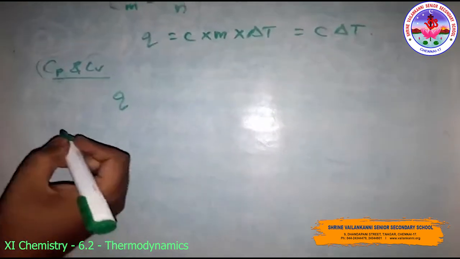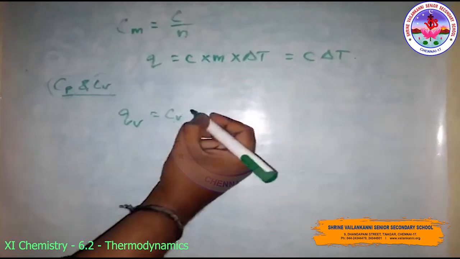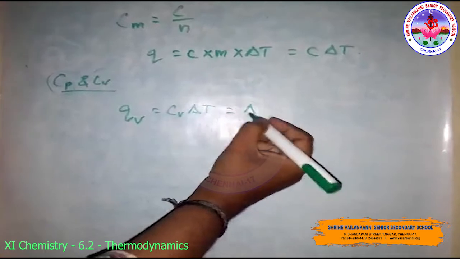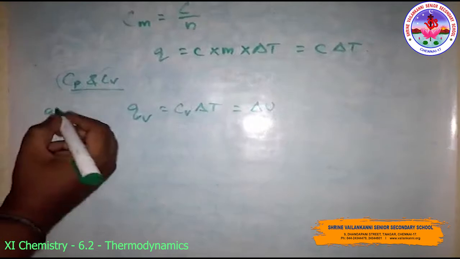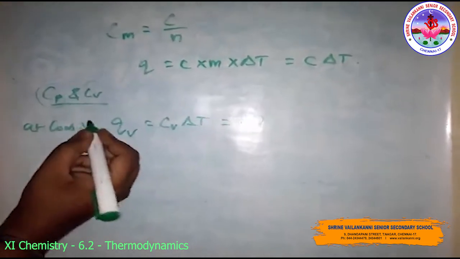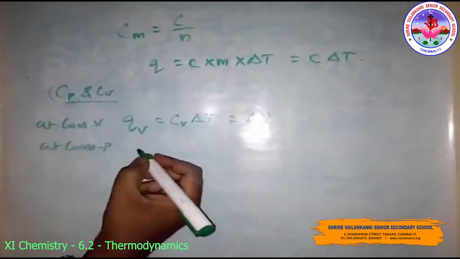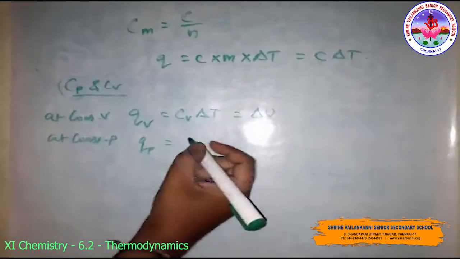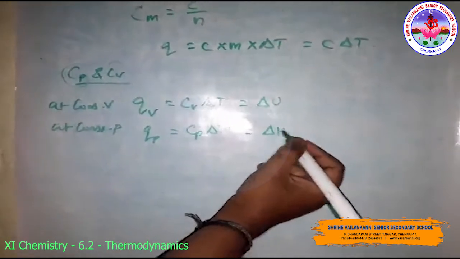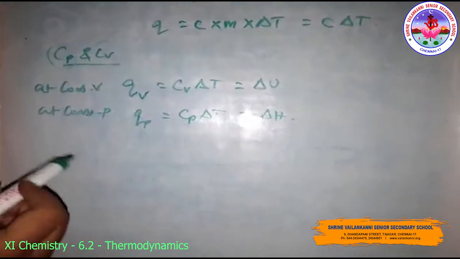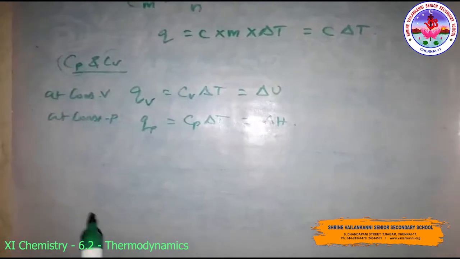So at constant volume, Qv is equal to Cv delta T, which is equal to what? The change in internal energy. At constant pressure, Qp is equal to Cp delta T, which is equal to what? Delta H. So the difference between Cp and Cv can be derived from the ideal gas equation.